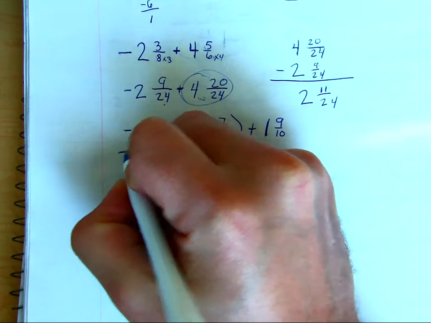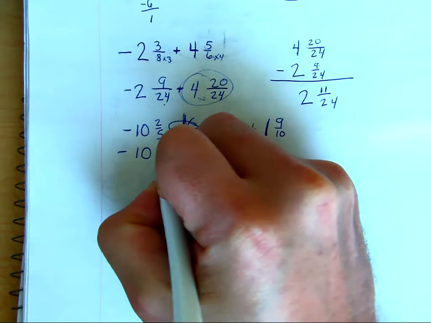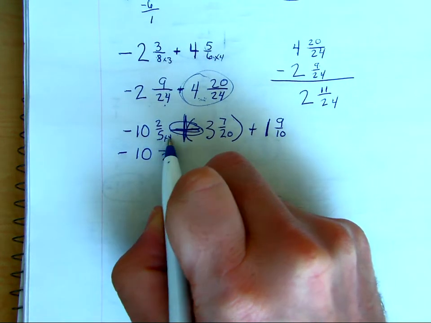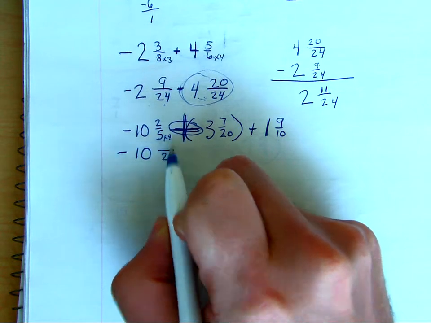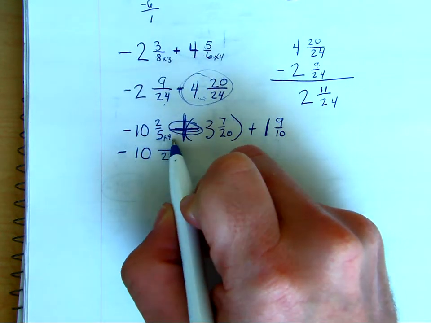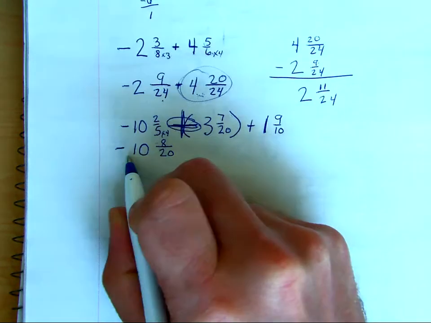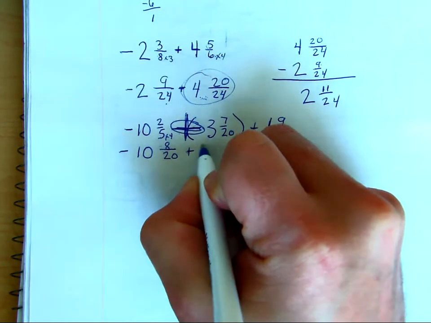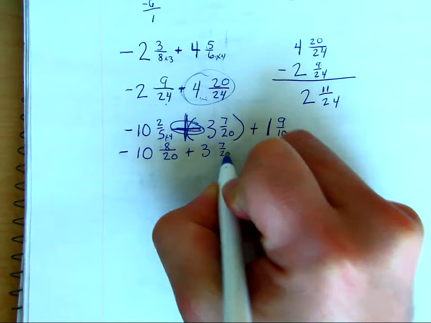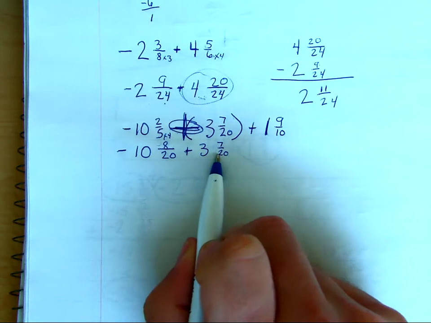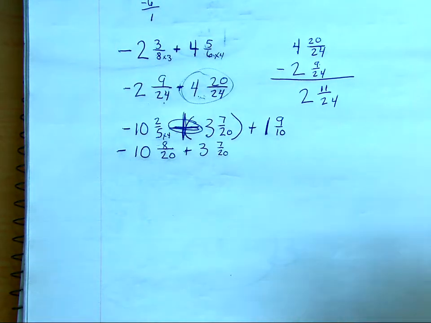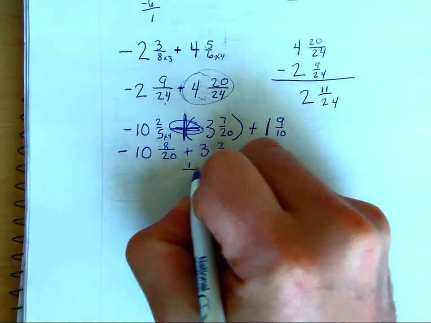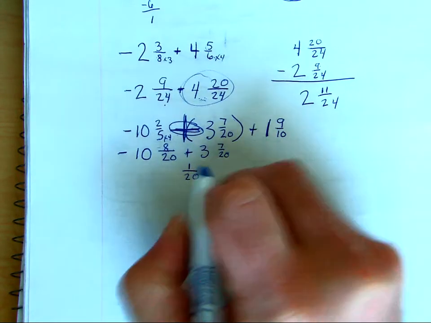So this becomes negative 10, and we want 20 for our denominator. 5 times 4 is going to make 20. 2 times 4 is going to make 8. So negative 10 and 8/20 plus 3 and 7/20. Well, I have a negative and a positive, so I have to subtract those numbers. 8 minus 7 is 1 out of 20.